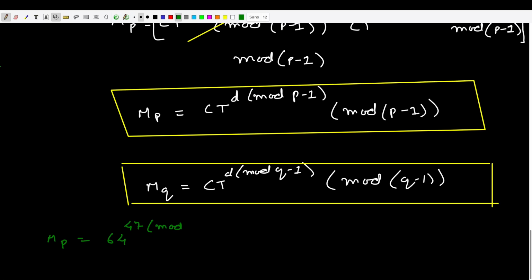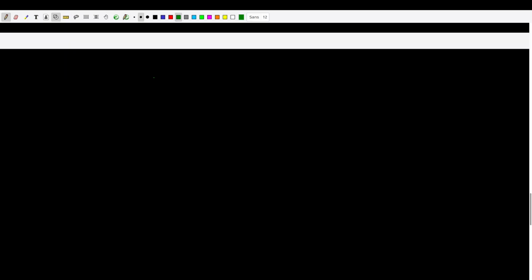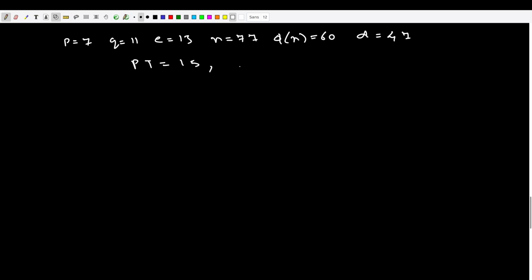So p was, let me write it down here. Okay, or let me use a different page, and let me just rewrite the things which we have seen. So what was the value of p? p was 7, q was 11, e was 13, N was 77, phi(N) is 60, right? And d is 47. And we started with plain text which is equal to 15. We computed ciphertext which was equal to 64.